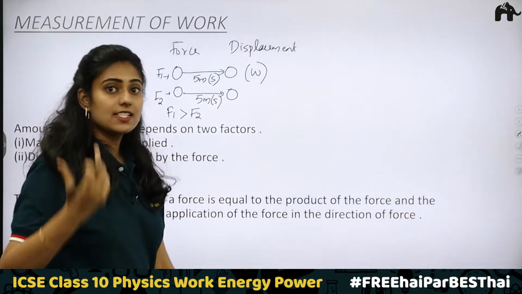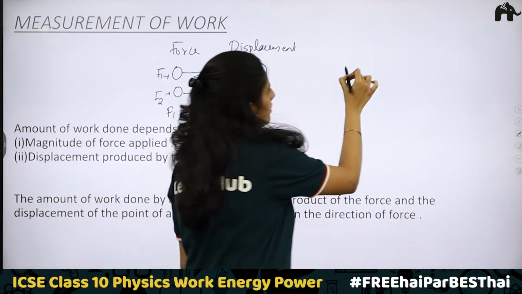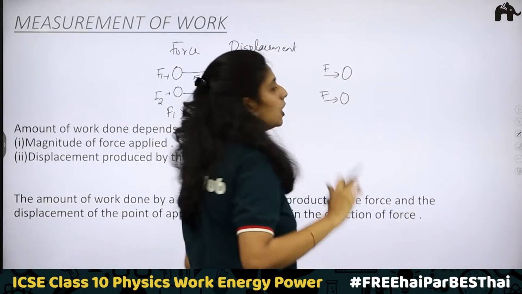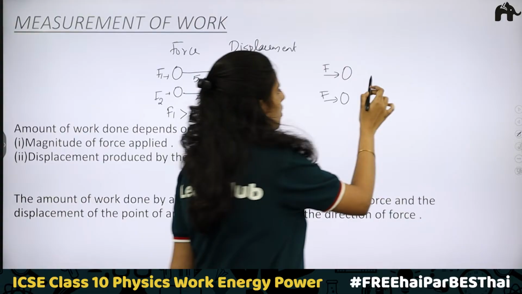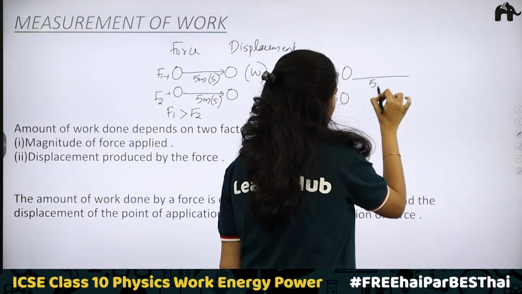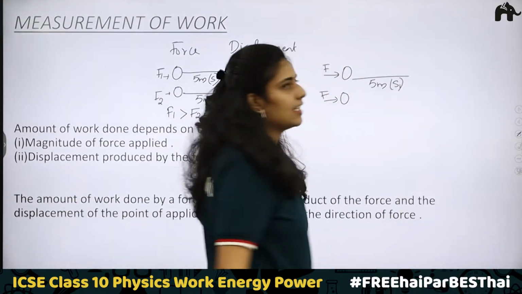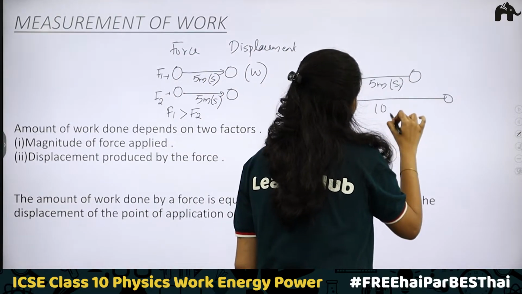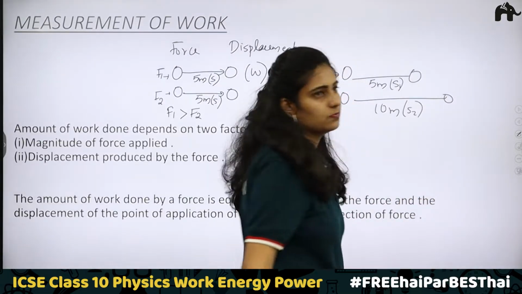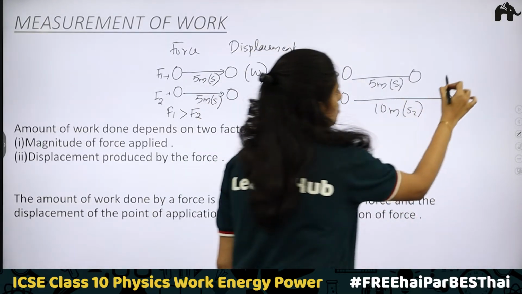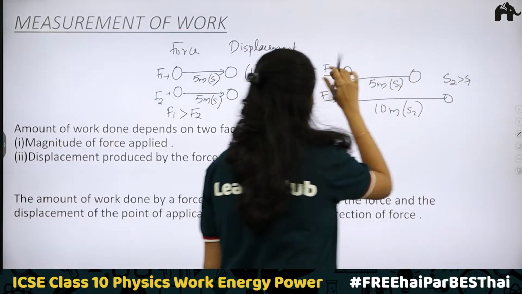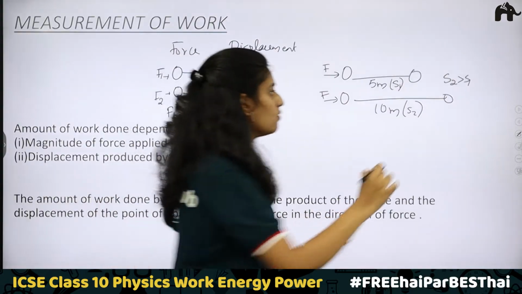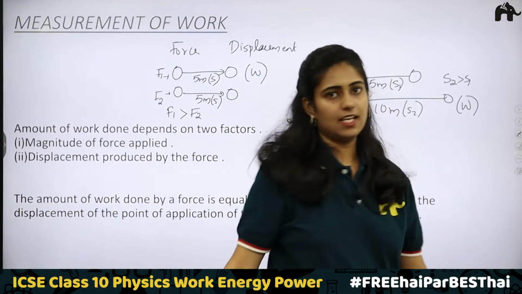Now consider another case. We have 2 bodies and the same force F is being applied on both the bodies. First body gets displaced through a distance of 5 meter. This displacement we are taking as S1. Second body gets displaced through a distance of 10 meter which we are taking as S2. Here the displacement S2 is greater than S1. Same force is applied, but the displacement is greater in the second case. Therefore, work done will be greater in the second case.